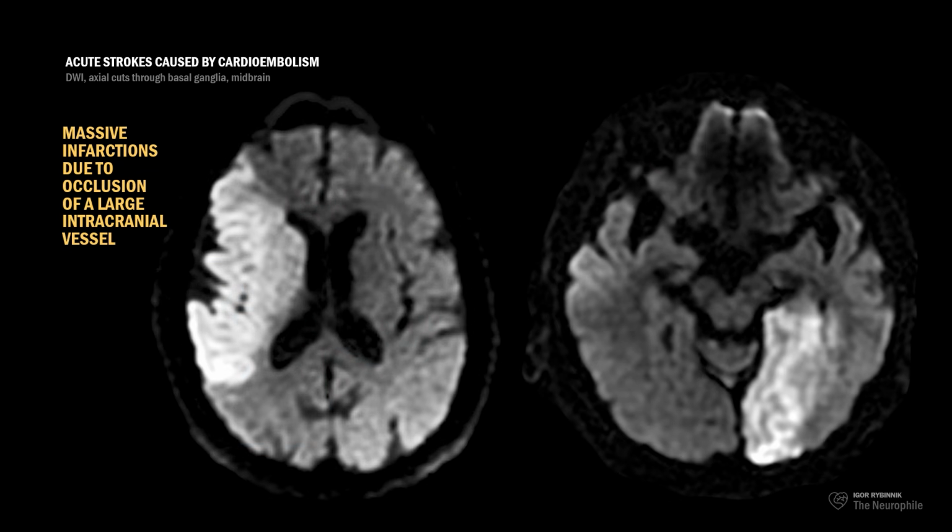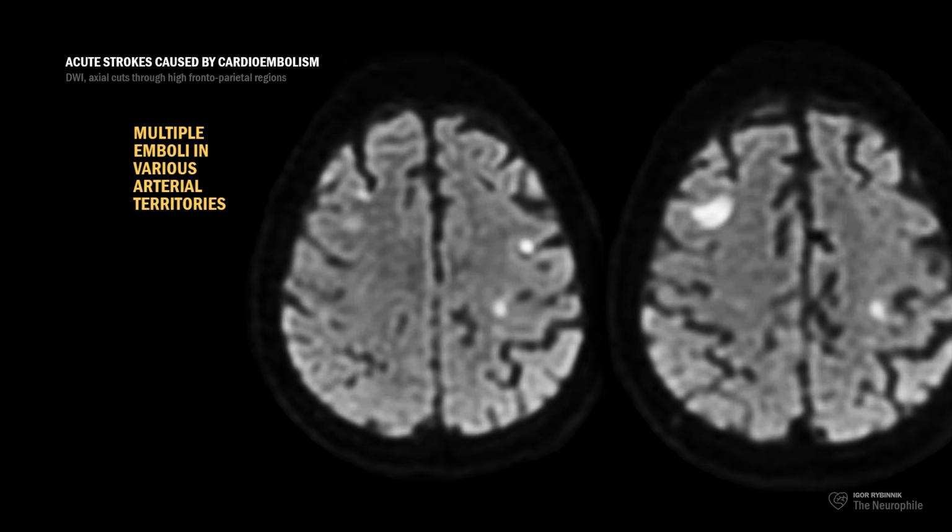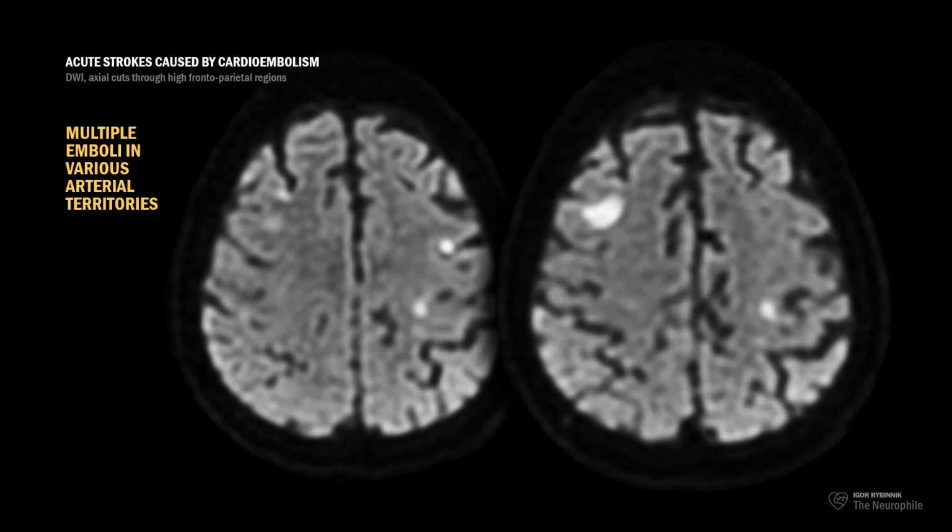Large infarctions due to occlusions of major intracranial vessels. Here are axial DWI images from 2 patients with cardioembolism. Right MCA territory stroke and left PCA territory stroke. The other stroke pattern that hints at cardioembolism is multiple small infarctions in various arterial territories, especially involving the cortex. Here are 2 images from the same patient to illustrate the so-called embolic shower.